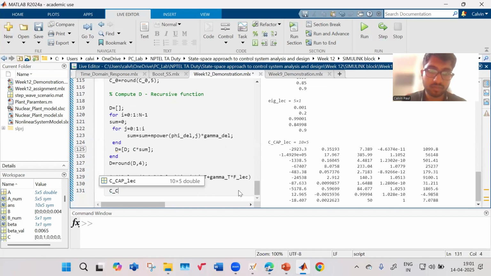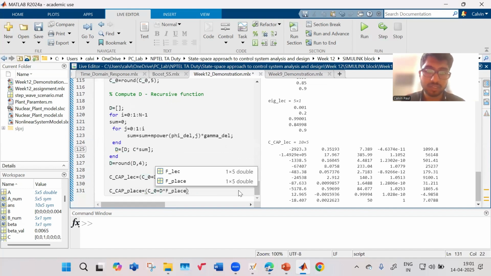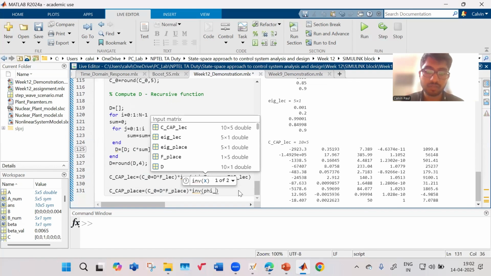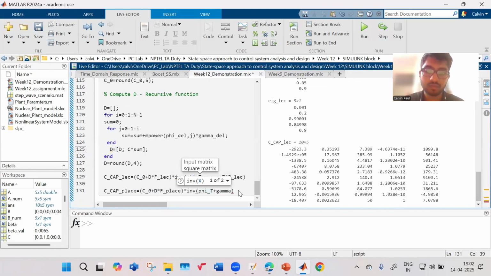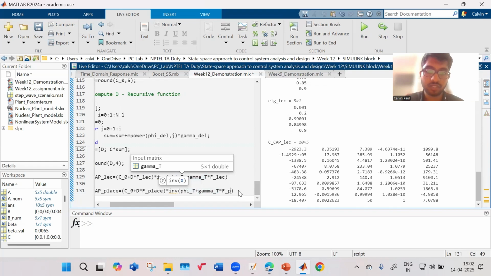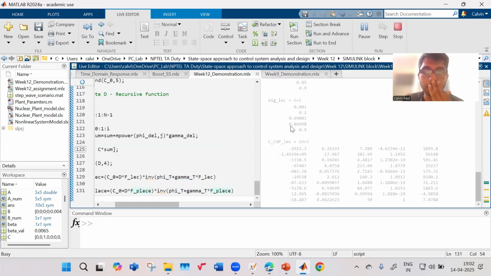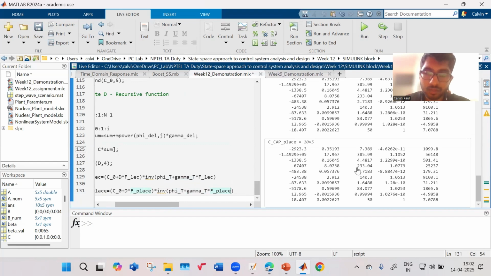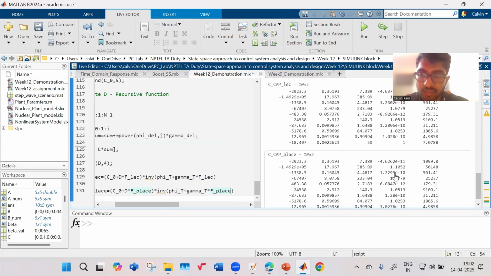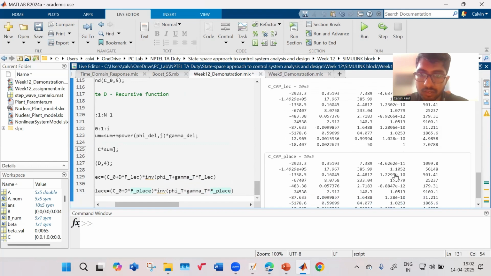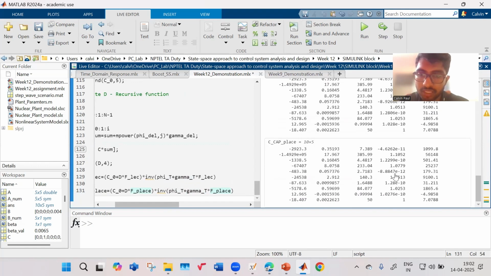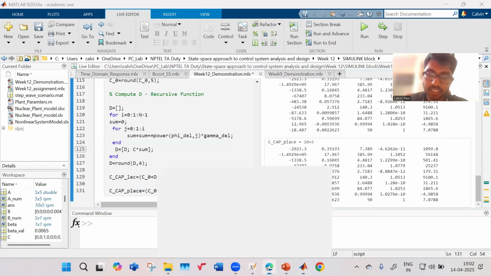C naught plus D. Let us do C cap place. What we have got is C naught plus D into F underscore place into inverse of phi underscore t plus gamma underscore t into F underscore place. Let us check what this comes out to be. So C cap place again comes out to be quite similar.